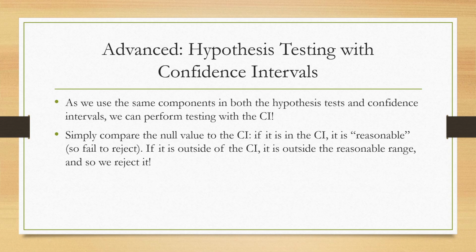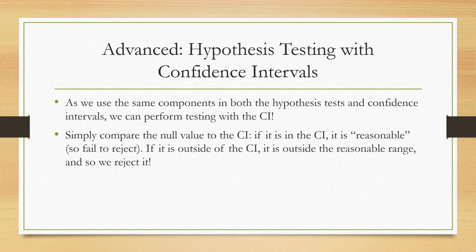So to do this, you simply compare your null hypothesis value in the hypothesis test to the confidence interval. If the null hypothesis value is in the confidence interval, then we consider it to be reasonable. Again, confidence interval is the reasonable range. So if the null value is in the reasonable range, then it's reasonable, and we don't reject it. We don't accept it, but we fail to reject it, and we view it as reasonable.